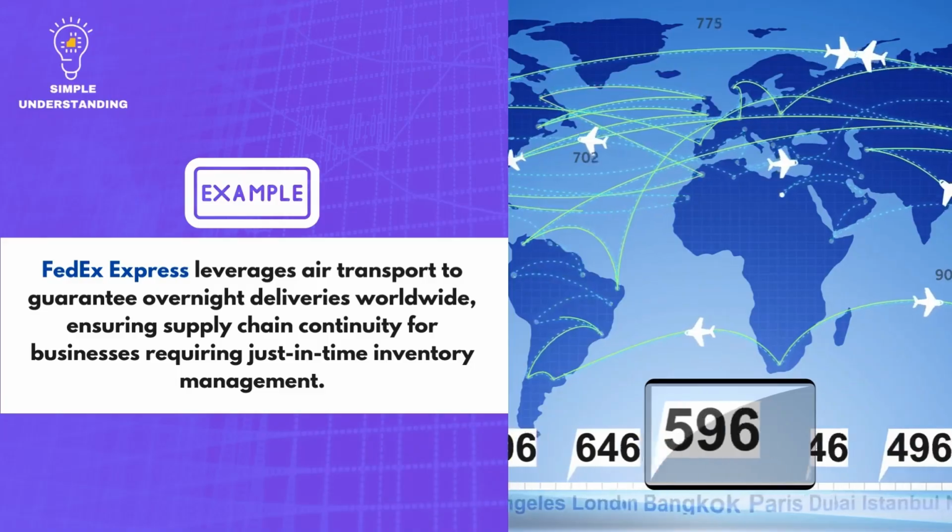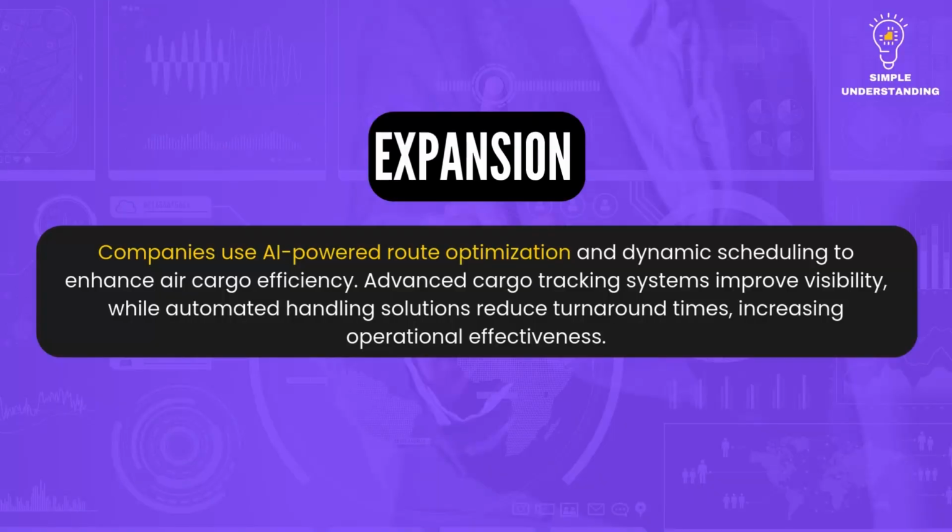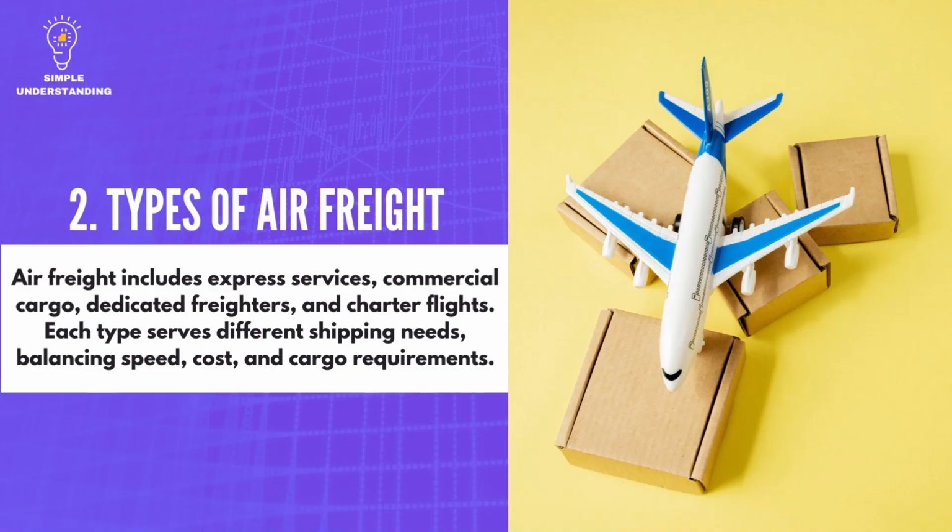just-in-time inventory management. Expansion. Companies use AI-powered route optimization and dynamic scheduling to enhance air cargo efficiency. Advanced cargo tracking systems improve visibility, while automated handling solutions reduce turnaround times, increasing operational effectiveness. 2. Types of air freight. Explanation.